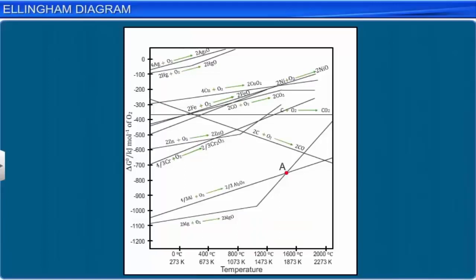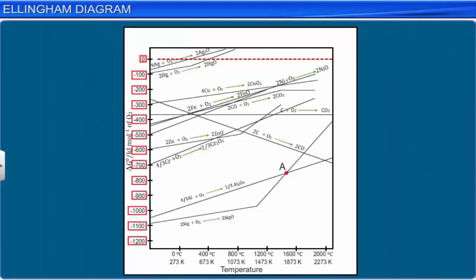The third feature is that when the temperature is raised, a point will be reached where the graph crosses the line delta G = 0. Below this temperature, the free energy of formation of the oxide is negative. So, the oxide is stable. Above this temperature, the free energy of formation of the oxide is positive. The oxide becomes unstable and will decompose into the metal and dioxygen.